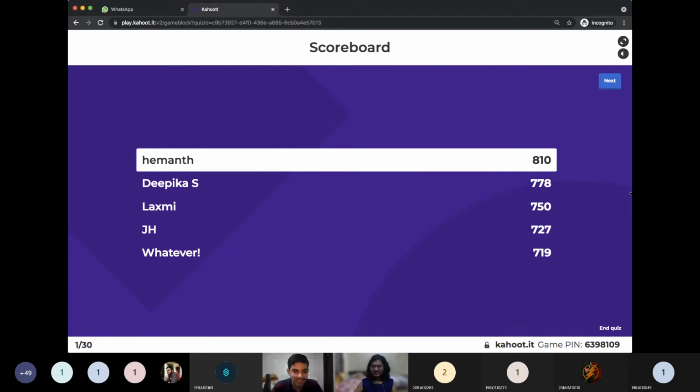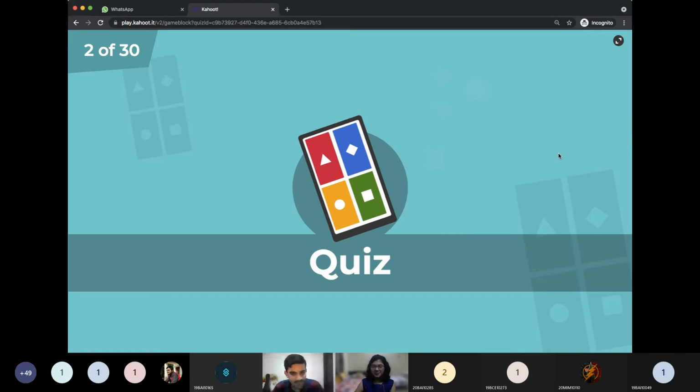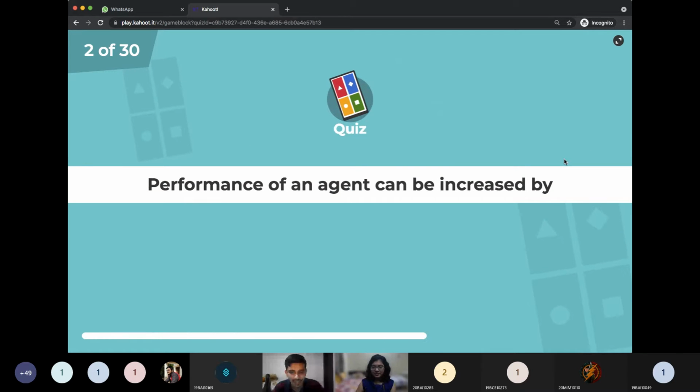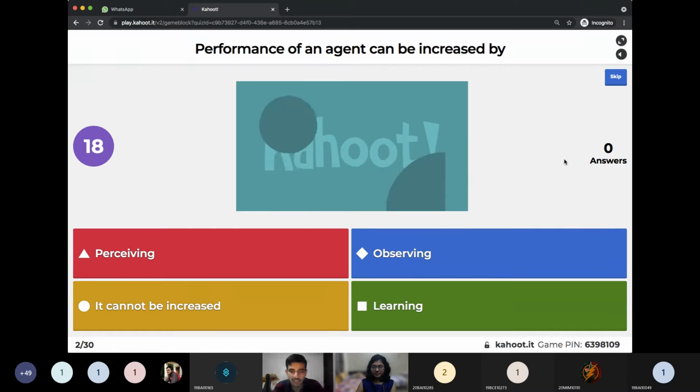Okay. Nice. We have Hemant on top with Deepika in second position and Lakshmi in third position. Good. Let's move on to the next question. Performance of an agent can be increased by: the options being perceiving, observing, learning, or it cannot be increased.